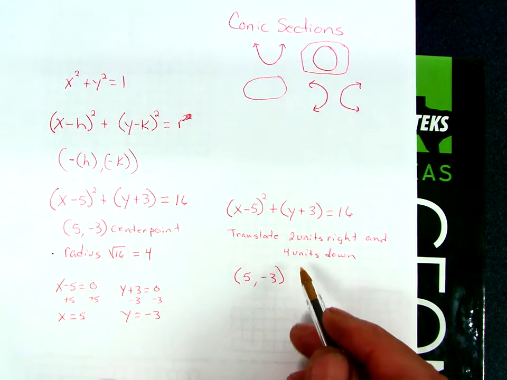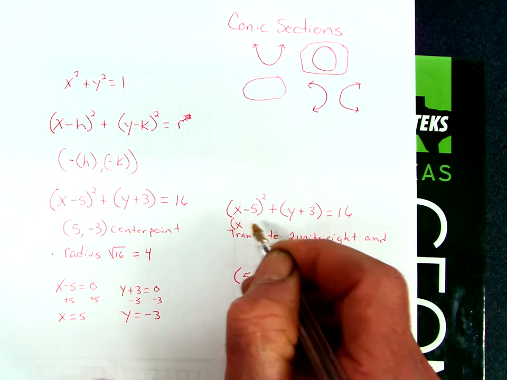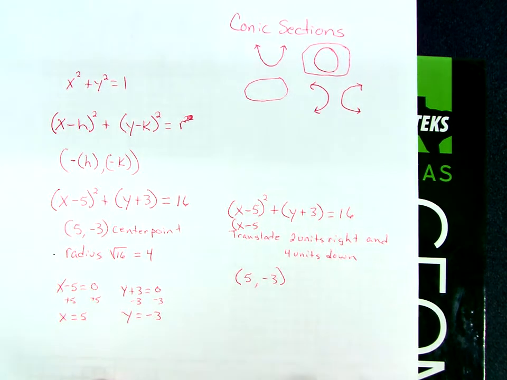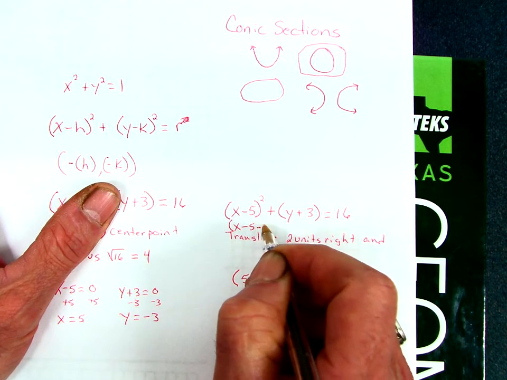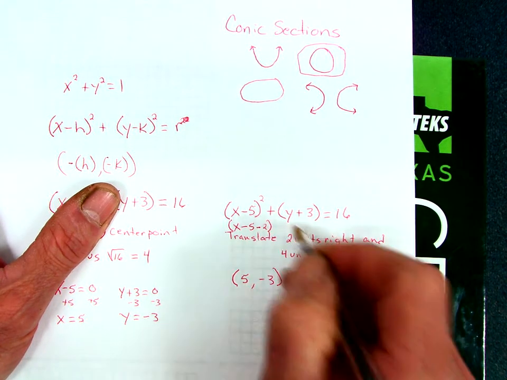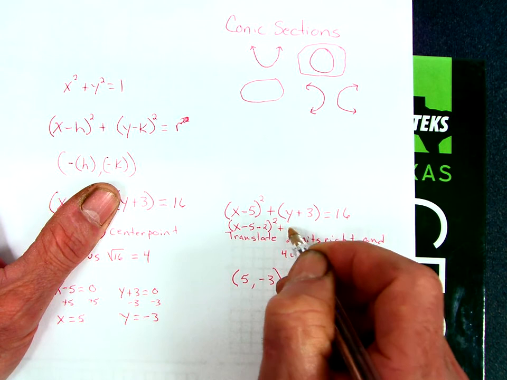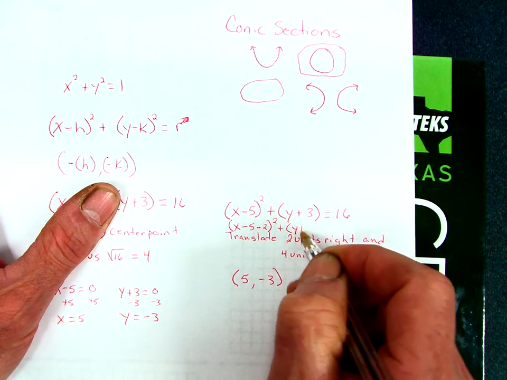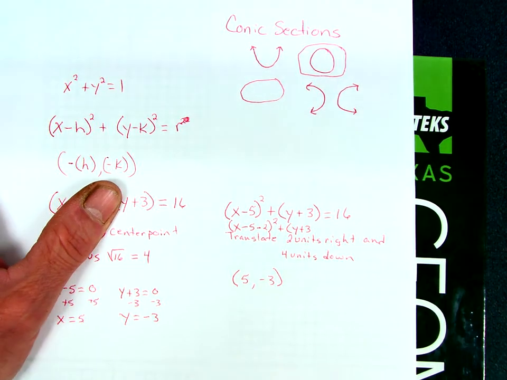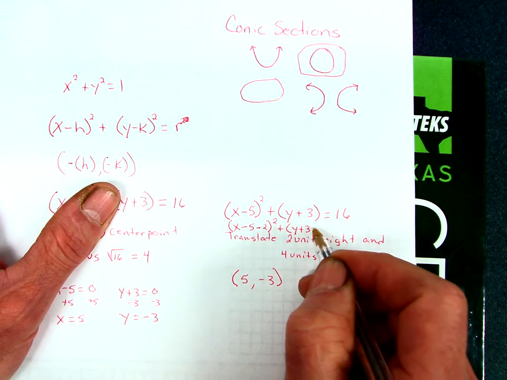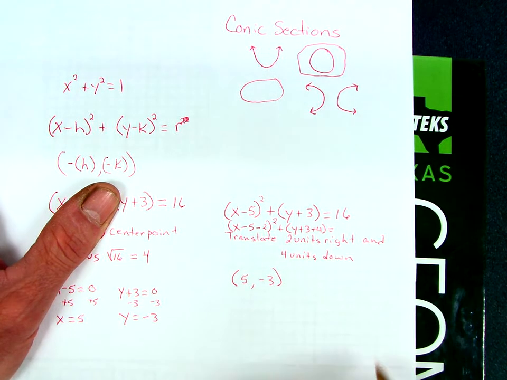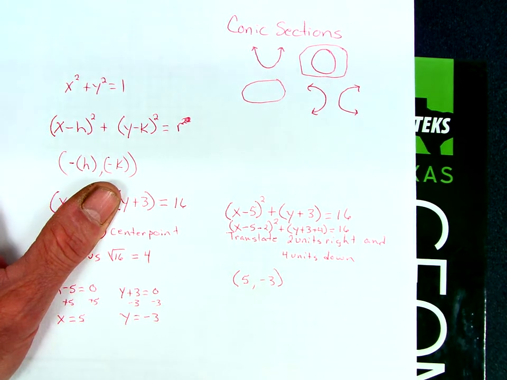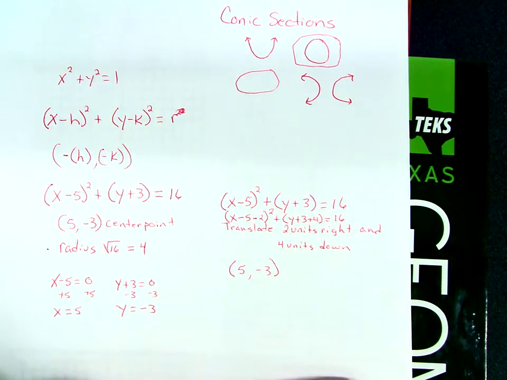So we could do it this way. X minus 5. Now I need to move to the right, so I need to minus 2 more, squared, plus y plus 3. That's going to move me down, and I need to move down 4 more, so plus 4 more, equals 16. The radius didn't change.